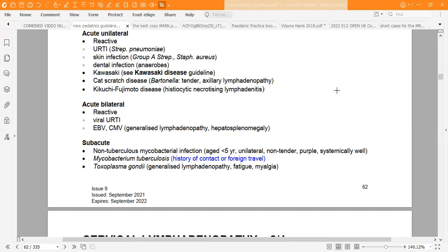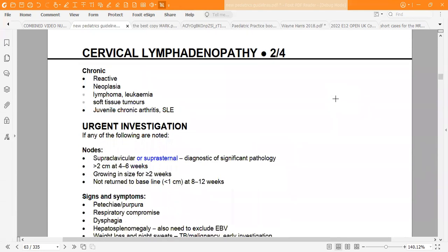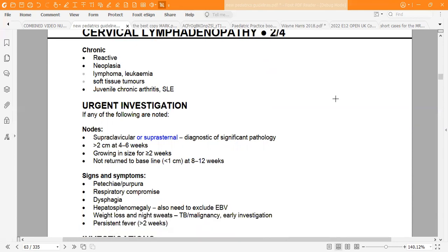TB, with a history of contact or foreign travel, may present with a unilateral cervical lymph node. Toxoplasma gondii causes generalized lymphadenopathy, fatigue, and myalgia. Okay, the chronic cervical lymphadenopathy, again, is reactive. As long as it's chronic, more than 6 weeks, you have to think about malignancy as well: lymphoma, leukemia, soft tissue tumors, JIA, systemic onset JIA associated with organomegaly, rash and fever. So you have to put all this in mind, SLE as well.